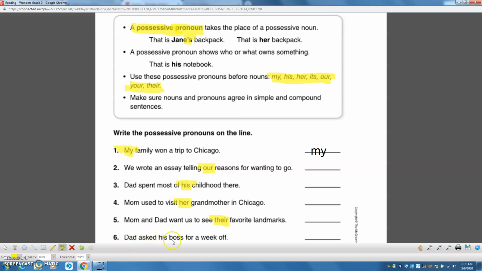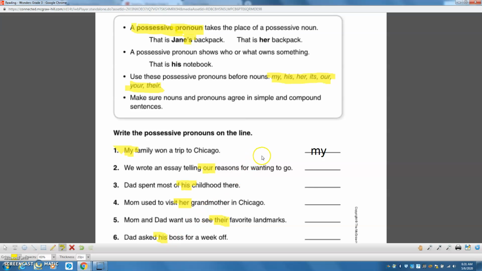Dad asked his boss for a week off. His is our possessive pronoun. Who does the boss belong to? It belongs to him. So his is our possessive pronoun.